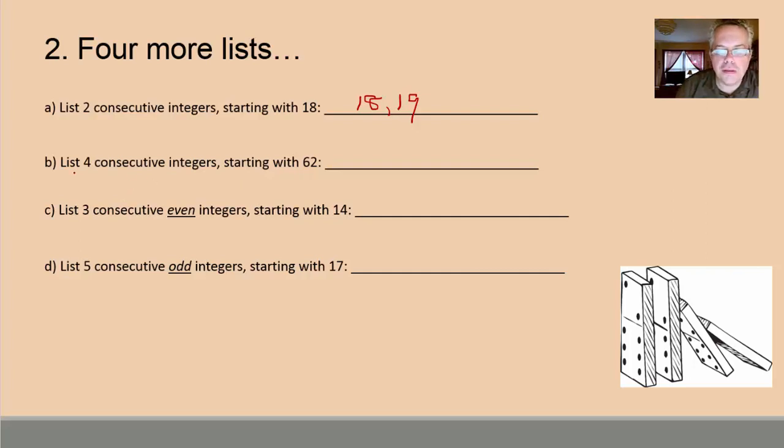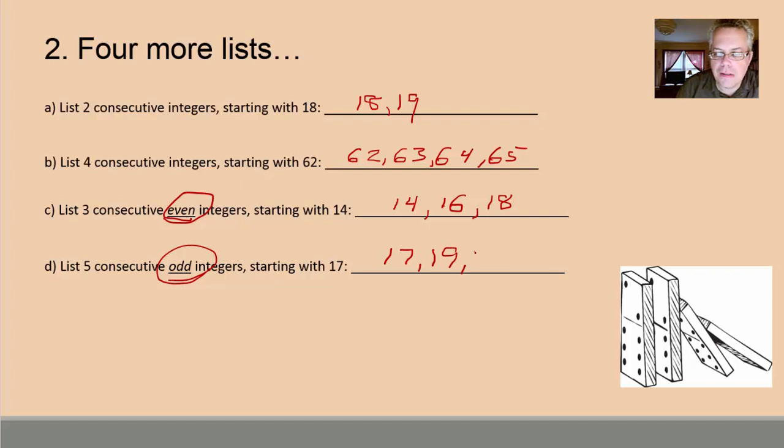Next one, 4 consecutive integers starting with 62. I think by now you got this. 62, 63, 64, and 65. Okay, next one has the word even in it. 3 consecutive even integers starting with 14. 14, the next even integer is 16, and the next one 18. Okay, last example, 5 consecutive odd integers starting with 17. 17, 19, 21, 23, and 25.